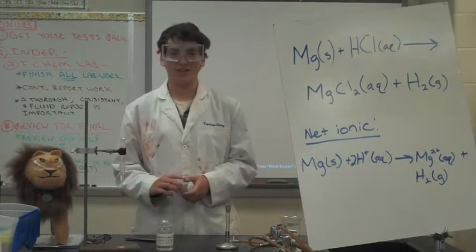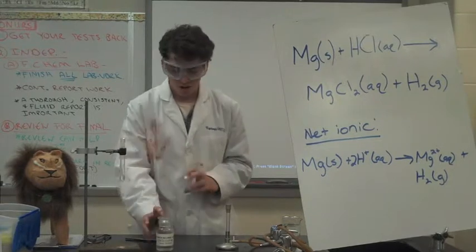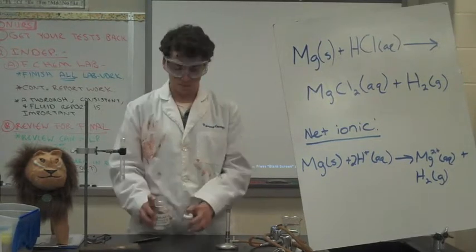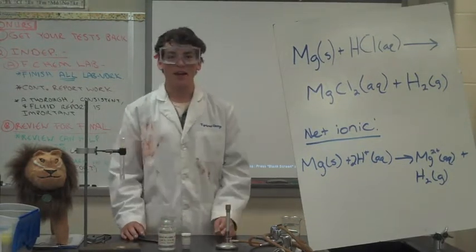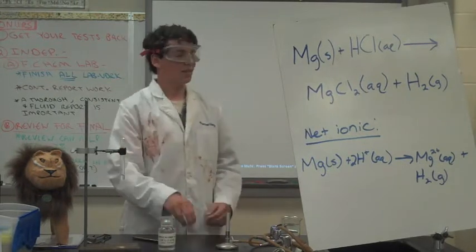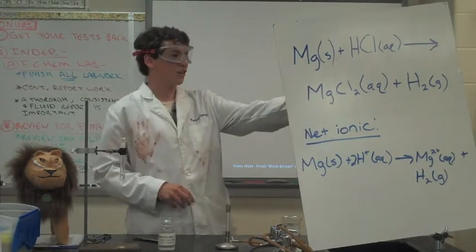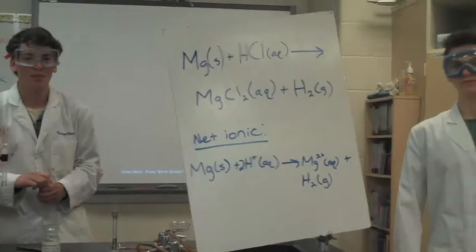Alright, so we're going to start out with a magnesium reaction with some HCl to produce magnesium chloride and some hydrogen gas. Now if you turn to Carlton over here, he will explain what is happening.